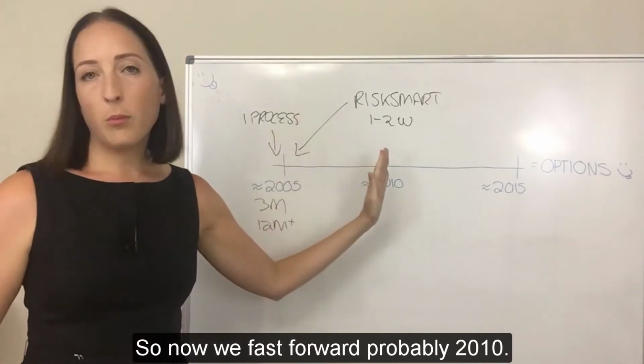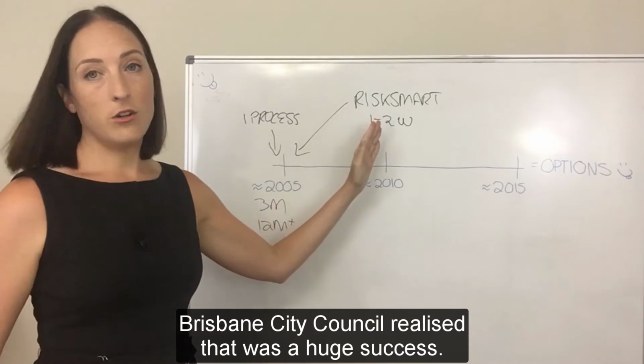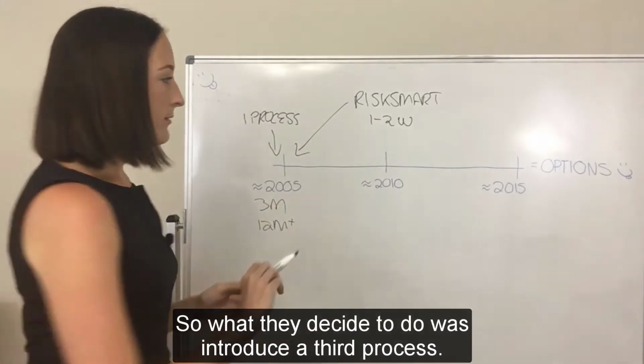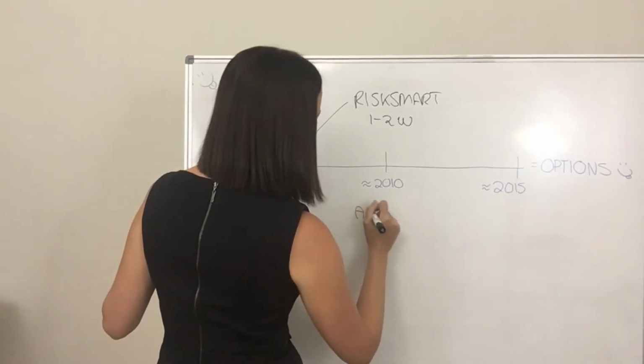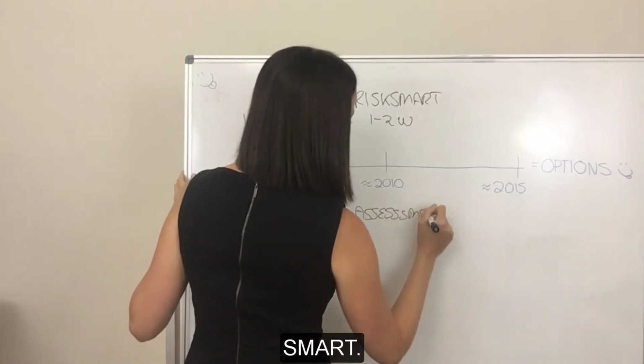So now we fast forward probably 2010. Brisbane City Council realised that was a huge success. So what they decided to do was introduce a 3rd process. At this point, we come along to AssessSMART.